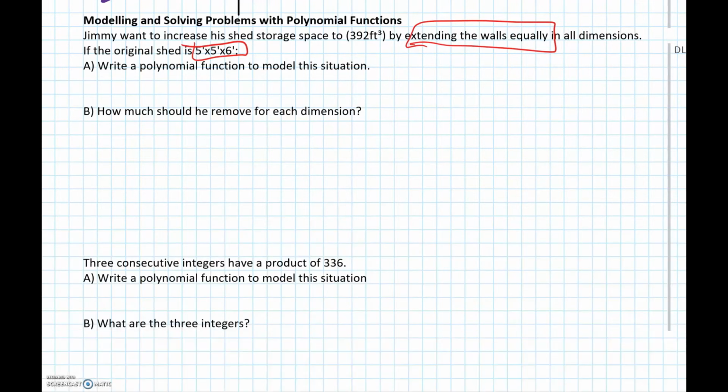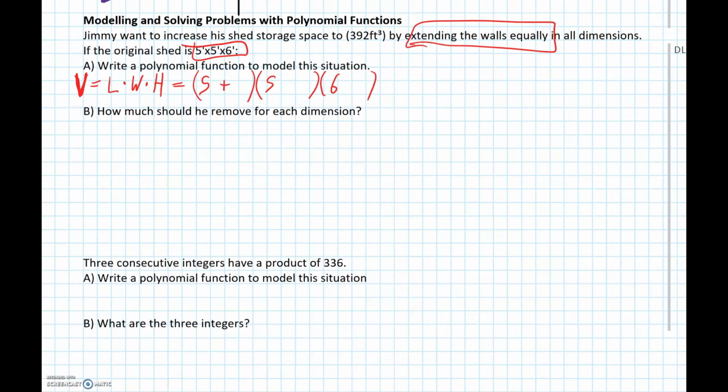There. So it's a volume. If we think about it, our actual equation is volume equals length times width times height, right? Now in this case, the original is 5 by 5 by 6, right? So what we need to do is extend the walls equally in all directions.